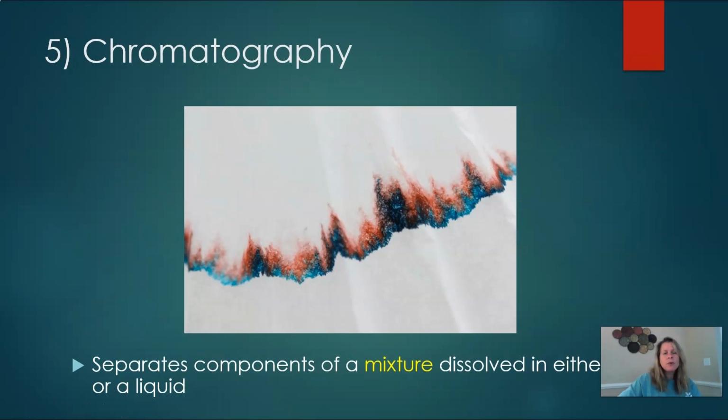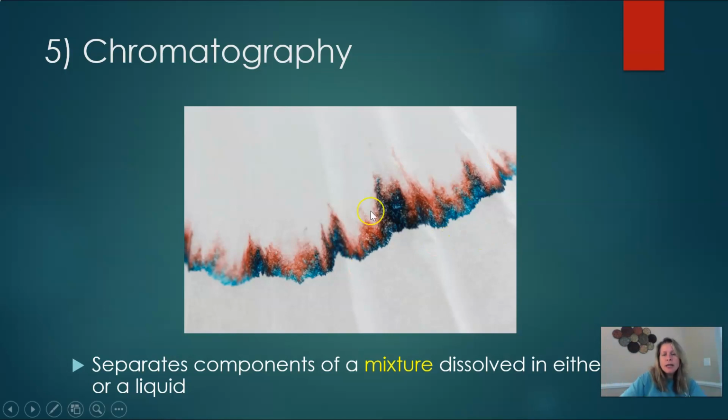And then the last one that we're looking at is chromatography. You've maybe done this before, where you can take a water-soluble marker and put a little line on maybe a coffee filter or a piece of paper, and then you can drop that in a glass of water. Don't get the marker in the glass of water. The marker level should be just above the water. And then as the water rises up that paper, it picks up the pigments that are in the marker, and those pigments will spread throughout the paper.